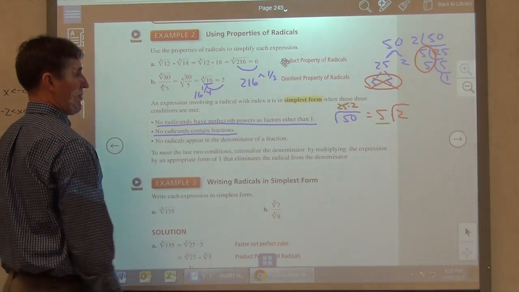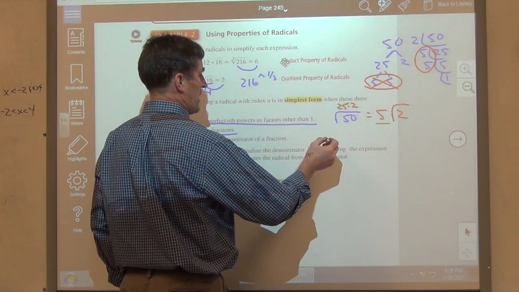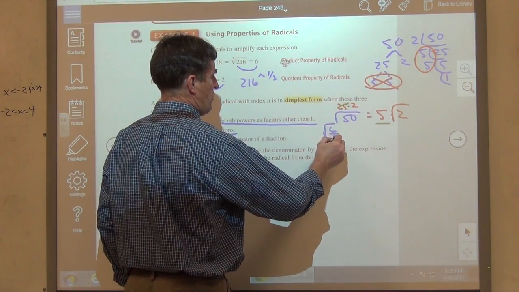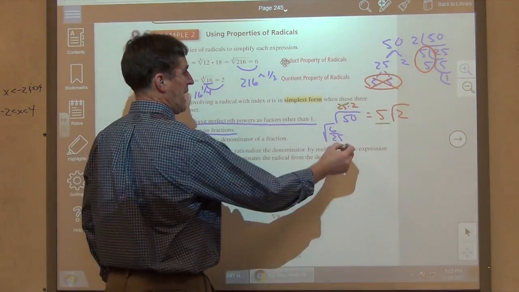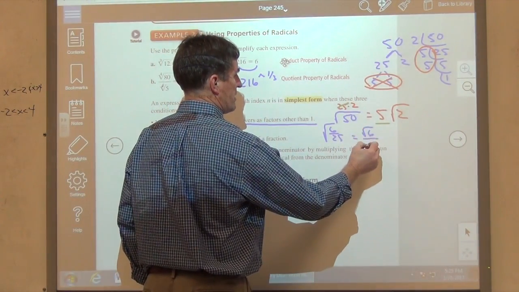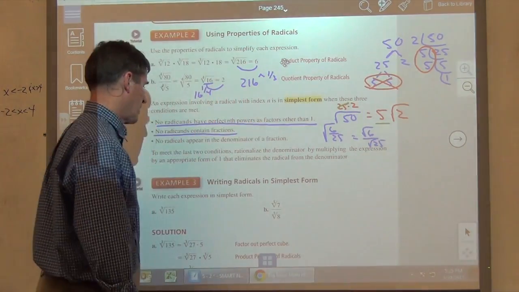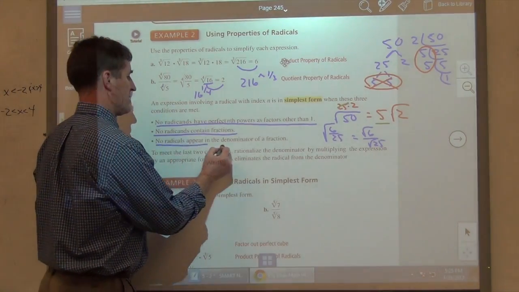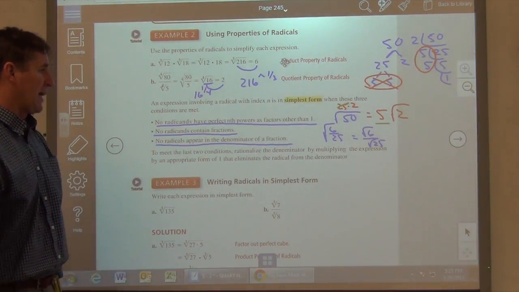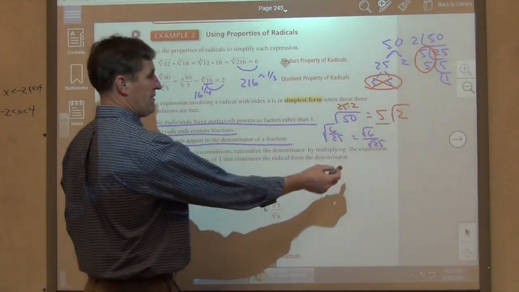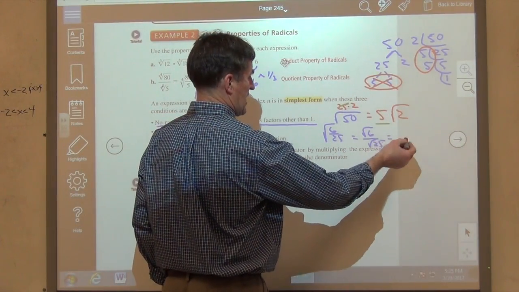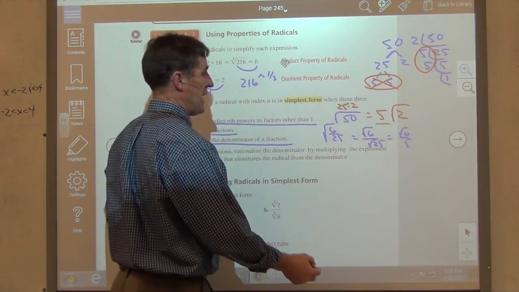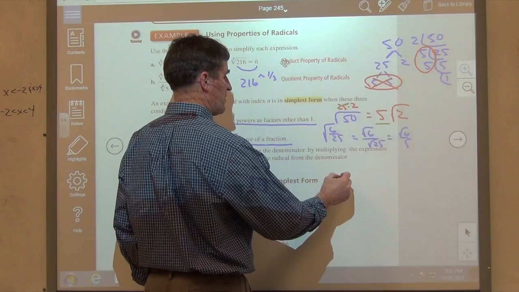No radicals contain fractions. That means I can't leave something like the square root of 6 over 25. I can't leave it that way. I have to break it up into this. But the problem with that is it goes against our last one that says no radicals appear in the denominator. So we can't leave this here. In this case, the square root of 25 is 5, and I can get rid of it that way.